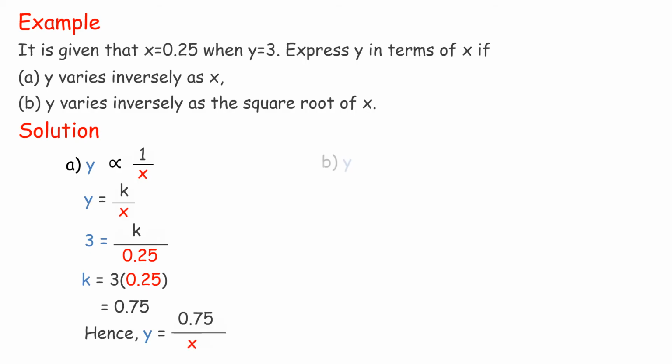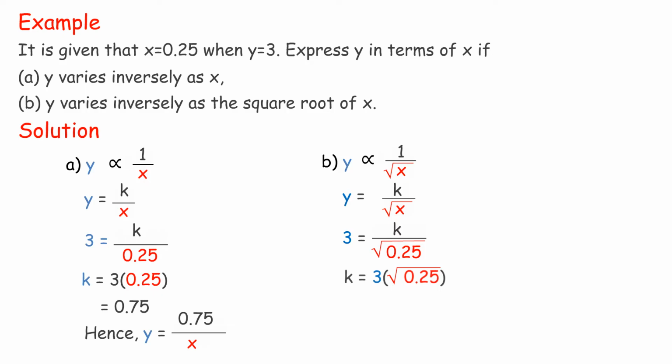b. y varies inversely as the square root of x. y equals k over square root of x. To find the value of k, substitute y and x into the equation. 3 equals k over square root of 0.25. k equals 3 times square root of 0.25 equals 1.5. Hence, y equals 1.5 over square root of x.